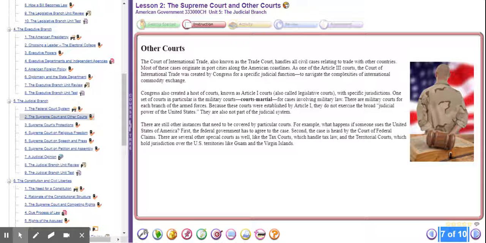And there are still other instances that need to be covered by a particular court. For example, what happens if someone sues the United States of America? Well, first, the federal government has to agree to the case. Then the case is heard by the Court of Federal Claims. There are several other special courts, like the tax courts, which handle tax law, and the territorial courts, which hold jurisdiction over territories like Guam and the Virgin Islands. It's all kinds of different courts, all part of this larger system.